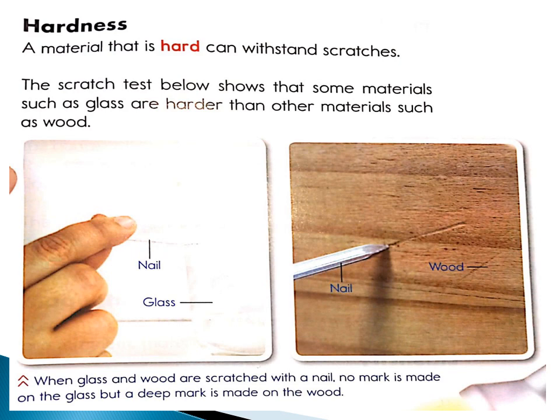What is the meaning of withstand scratch? If I can leave a scratch on this piece of wood, so it's not a hard material. But with this nail, can I leave a scratch on the glass? No, I can't. So when the glass and wood are scratched with a nail, no mark is made on the glass, but a deep mark is made on the wood. So this is called what? A hard material, and the property here is called hardness.